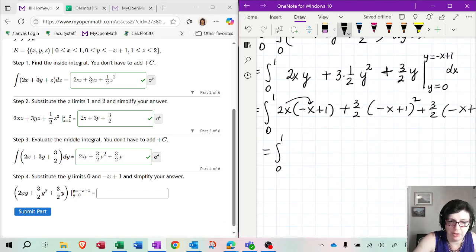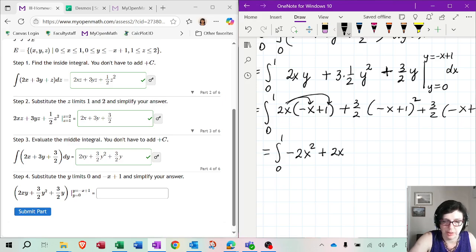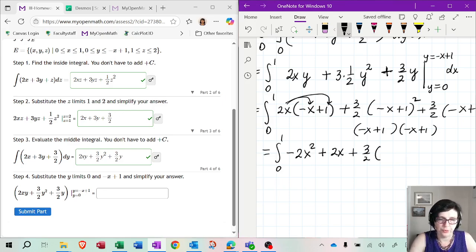So first, let's distribute 2x to each term here. So that becomes negative 2x squared plus 2x. Now, what do we do with negative x plus 1 squared? Hopefully you do know that it is not the same thing as just negative x squared plus 1 squared. If you don't know the formula for a plus b squared, fine, just FOIL, which is what I'm going to do. So this is just negative x plus 1 multiplied by another negative x plus 1. So let's do the FOIL first.